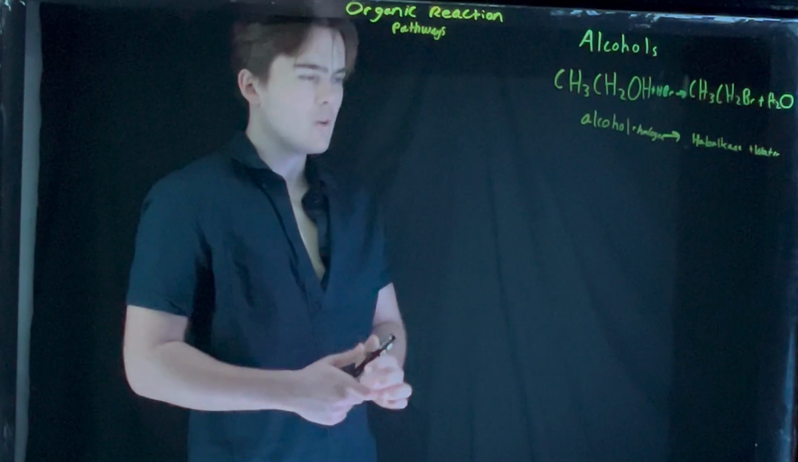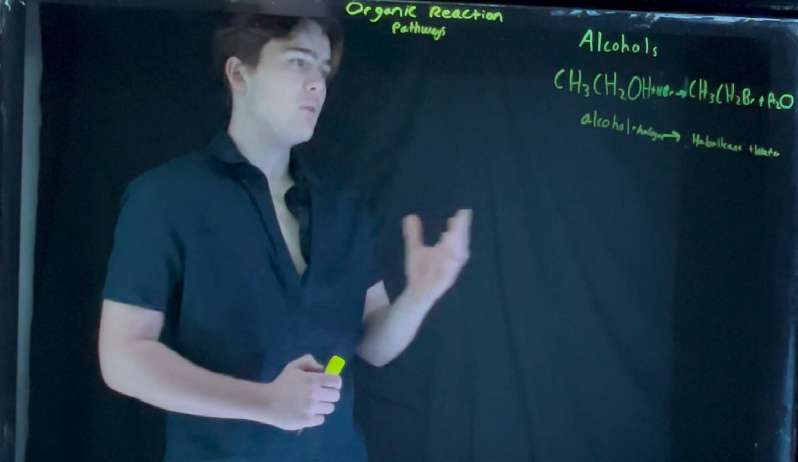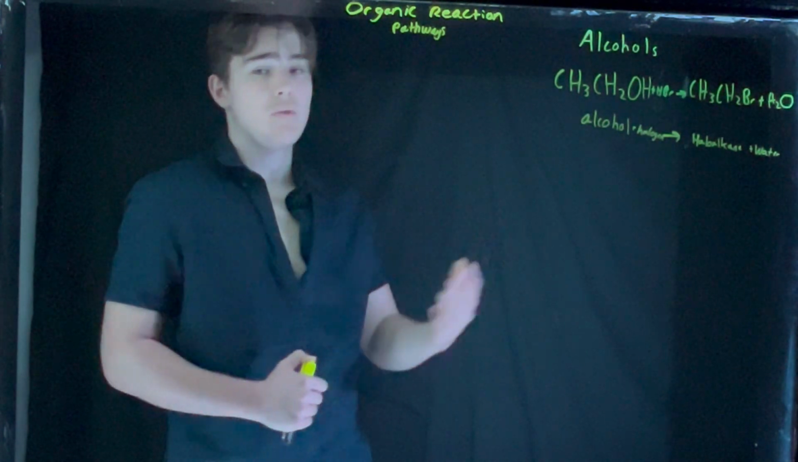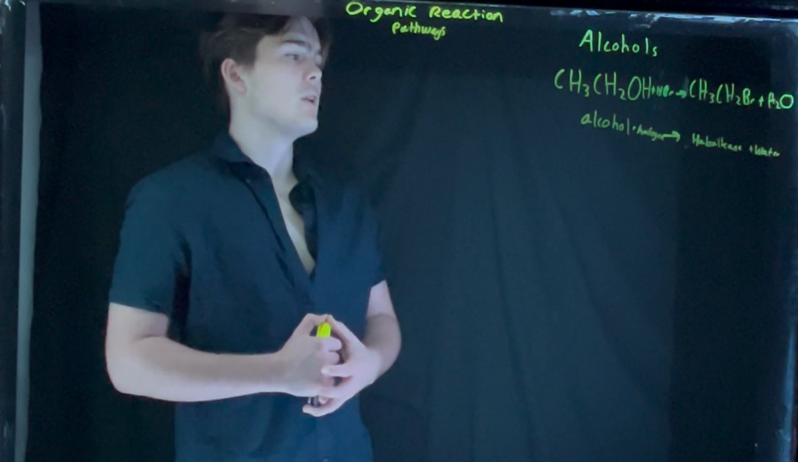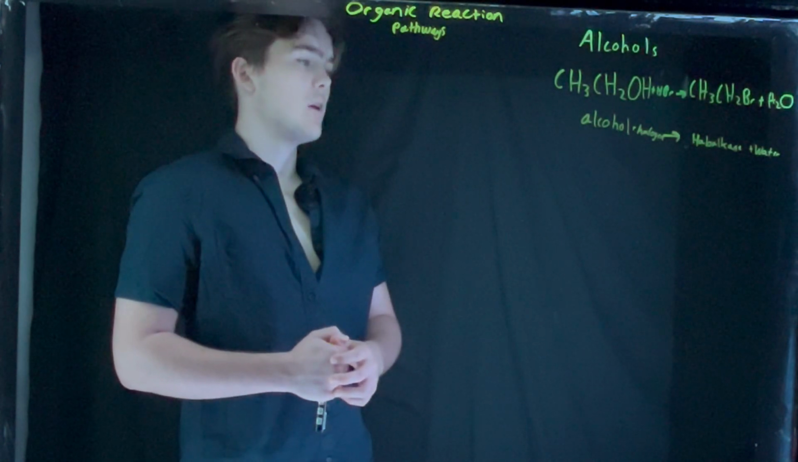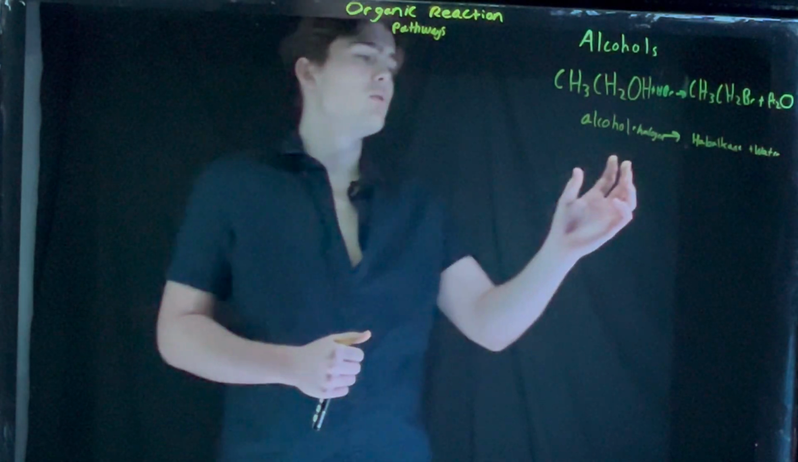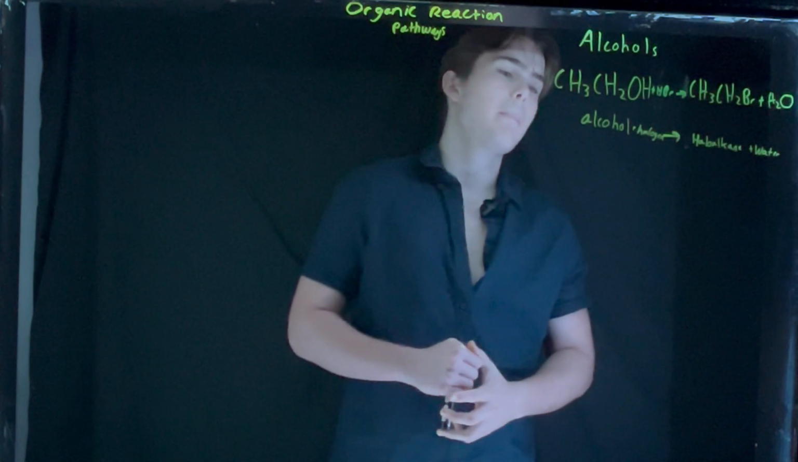Right, it's kind of the main reaction pathway that you need to be familiar with for alcohols. Of course, oxidation of alcohols as well is important to recognize, which we went over in another video, but we're just focusing on this one today. So alcohol plus halogen produces haloalkane and water.